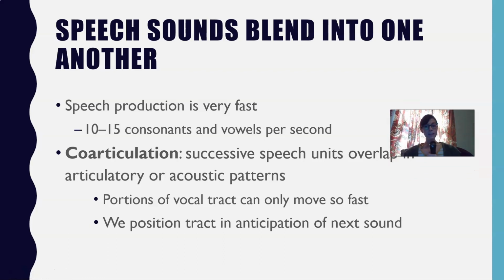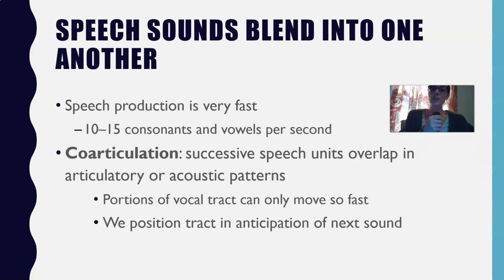So one of the things is that obviously each of those speech sounds are separate, but when we combine those different consonants with vowels, the sounds start to blend into each other. And as I mentioned, when we talked about spectrograms, the speech signal is really a long, uninterrupted sound signal. And speech production is actually incredibly fast. We produce up to 10 to 15 vowels and consonants per second.